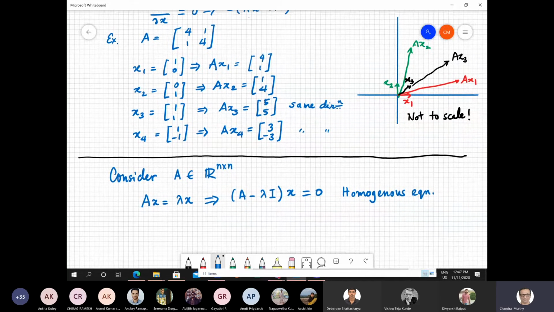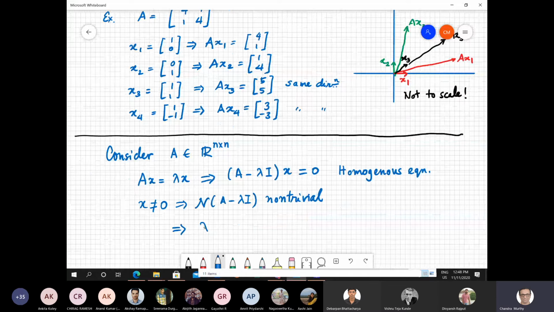Okay, so one thing is that we wanted these eigenvectors to be non-zero vectors. Of course, if I set x equals 0, this will satisfy this equation, but we don't want that solution. So if x should be non-zero, that means that this A minus lambda I must have a non-trivial null space. Or in other words, lambda is such that A minus lambda I is singular.